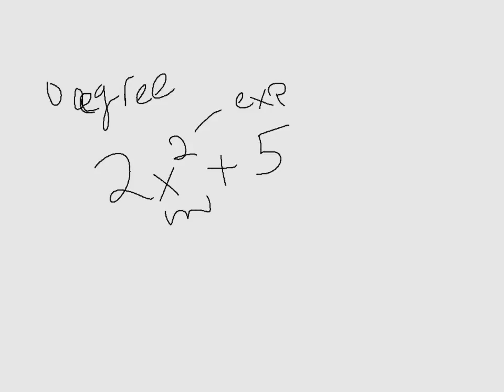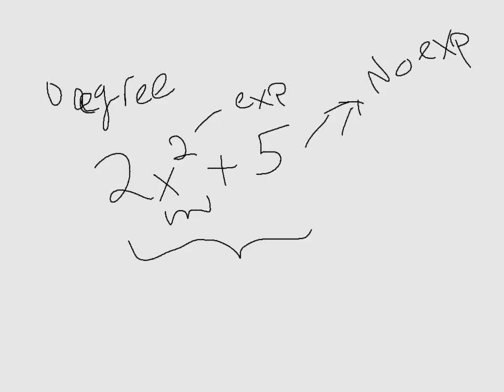And given that there is no variable beside the 5, we can say that this does not have any exponent. So no exponent, because there is no variable. Therefore, in this expression here, the degree of the term would only be 2.